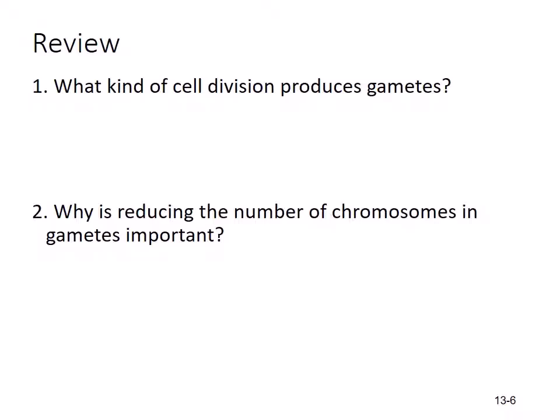And why is reducing the number of chromosomes in gametes important? Why can't we have diploid gametes? If we had diploid gametes and they fused together, we'd get 4N, which is tetraploid. So then we'd have tetraploid eggs that would grow up into tetraploid adults. And then when they would breed, 4N plus 4N would be 8N. So I guess octoploid eggs would result, and so on and so forth there. So it's important that we reduce the chromosome number in the gametes in order to maintain the chromosomes in the species from one generation to the next.